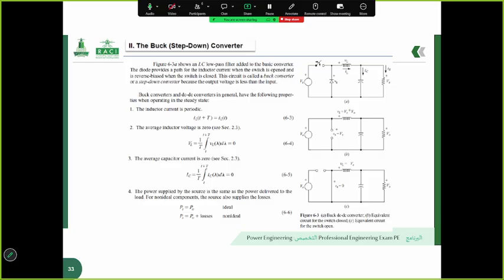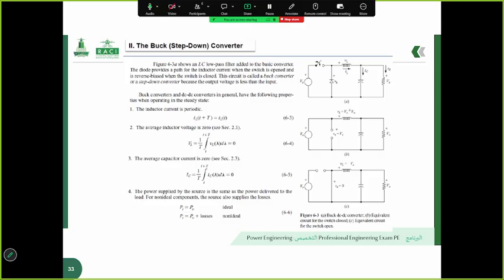For an ideal converter, PS is equal to PO. The input power equals the output power. For a non-ideal converter, real devices, PS is equal to PO plus losses. The source must supply not only the load power but also the switching and conduction losses.